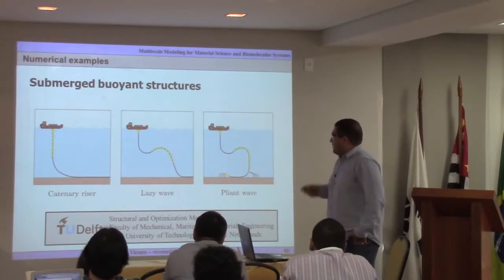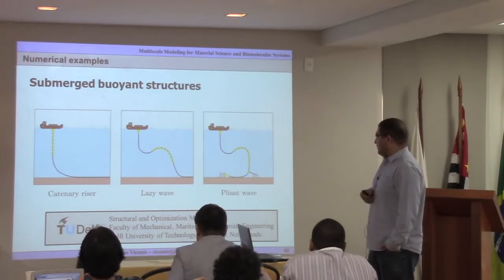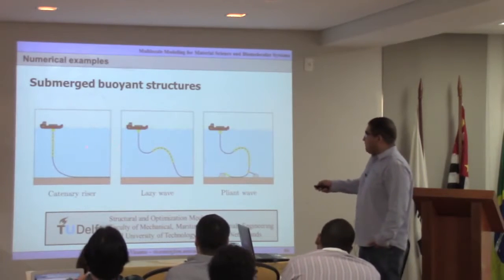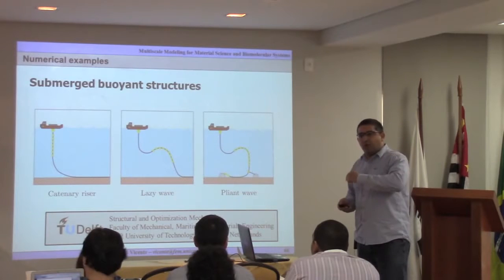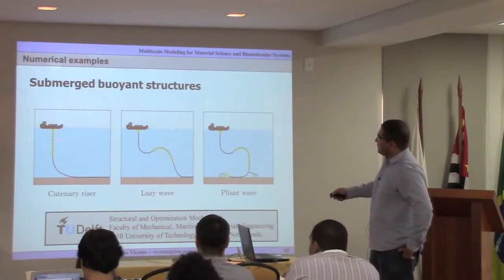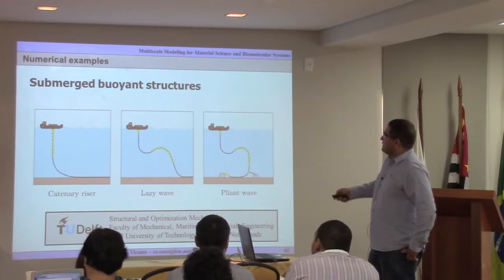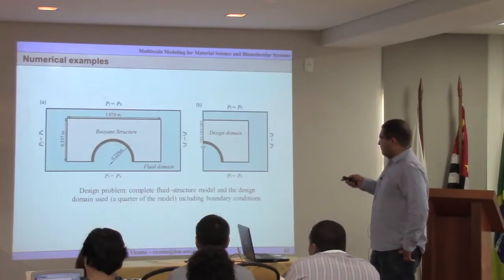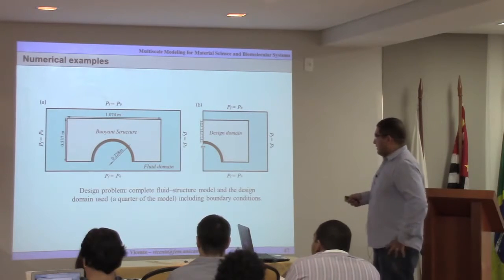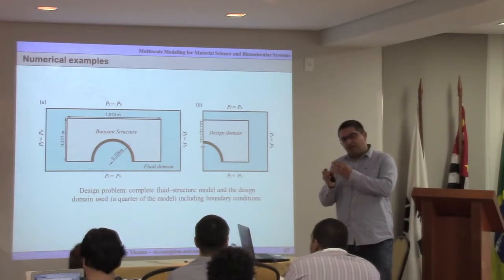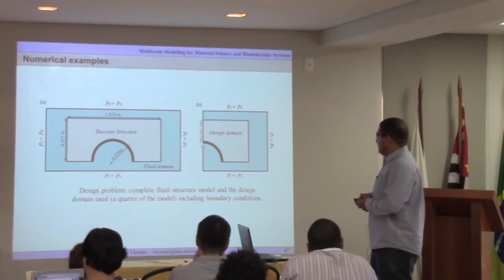And here we have another class of problems. This was another collaborative work with Delft University in the Netherlands. Here we have a submerged buoyancy structure, and we want to maximize the stiffness and the buoyancy property of this kind of structure. You can see the risers, and we want to optimize this structure in yellow that is holding these risers. And here is our modeling: our buoyancy structure and our fluid. Due to the symmetry, we can optimize only one quarter of the structure.